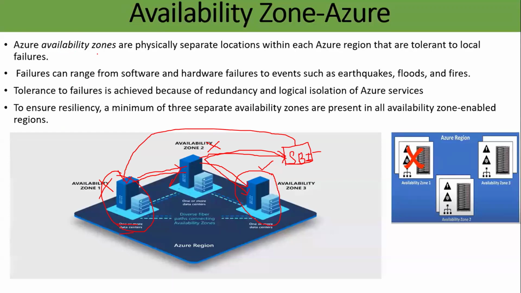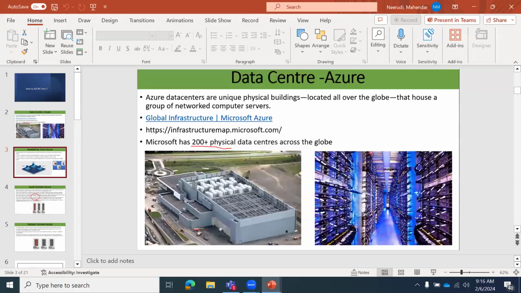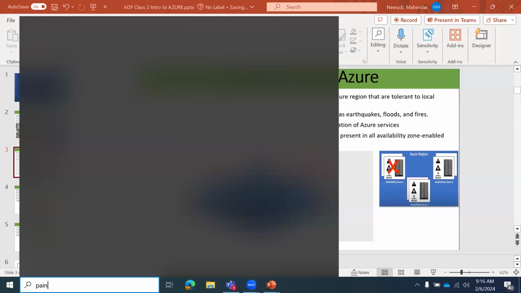Azure availability zones are physically separate locations within each Azure region that are tolerant to local failures. I'll give you one example here. One second, let me open it.